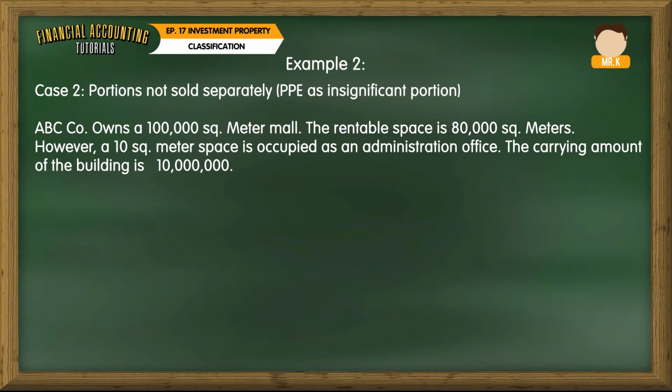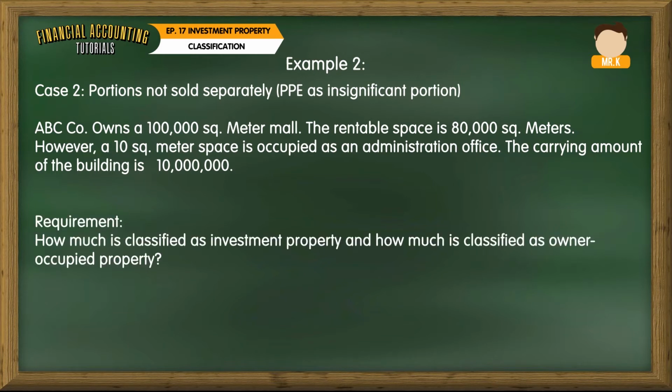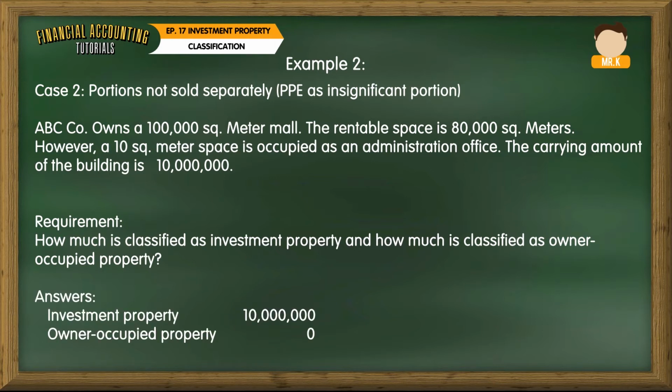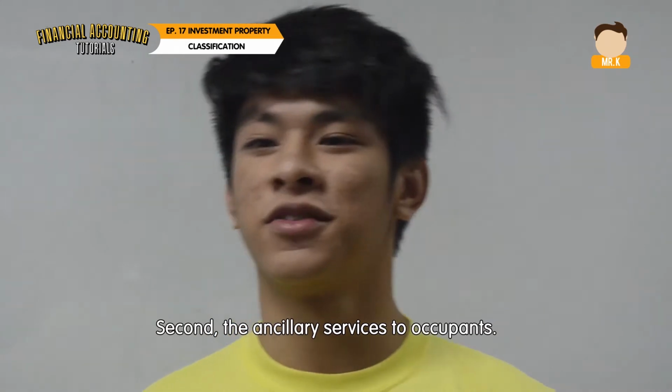Case 2. Portions not sold separately. PPE has an insignificant portion. ABC Company owns a 100,000 square meter mall. The rentable space is 800,000 square meters. However, a 10 square meter space is occupied as an administration office. The carrying amount of the building is 10 million pesos. Requirement: how much is classified as investment property and how much is classified as owner-occupied property? Answers. A. Investment property of 10 million pesos and B. Owner-occupied property of 0.